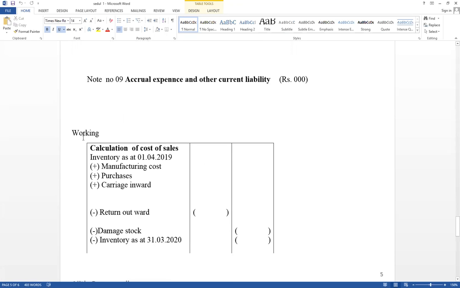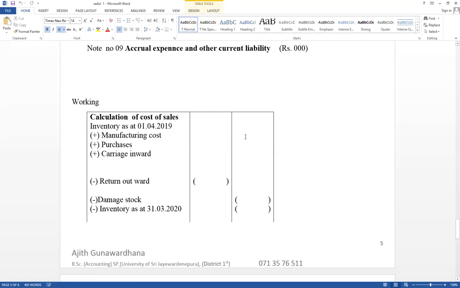then under workings, you have to calculate cost of sales. This is the format for cost of sales calculation. Workings, not note. Opening inventory, manufacturing cost. If it has given manufacturing and trade in business, manufacturing cost also should be included under cost of sales calculation. Then purchase, carriage inwards, and if it has given purchase return, deduct. Damaged stock, if available, should be deducted, and closing inventory should be deducted. Cost of sales, its composition should be disclosed.